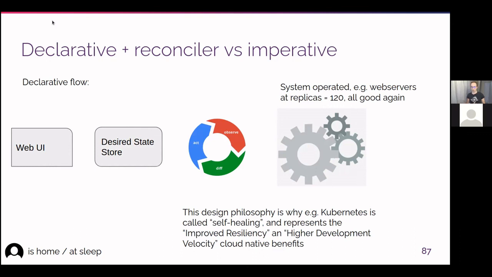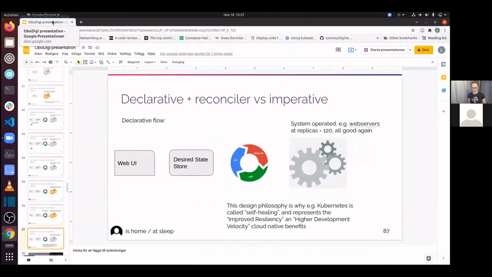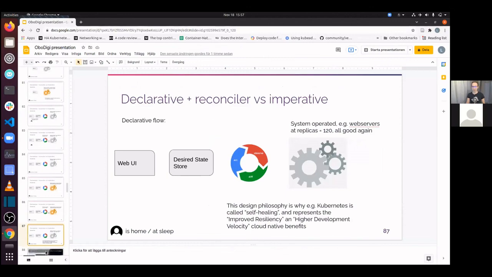So yeah, I think I have millions of slides that I've made that I can do now or later, but I think this is quite a good place to stop.